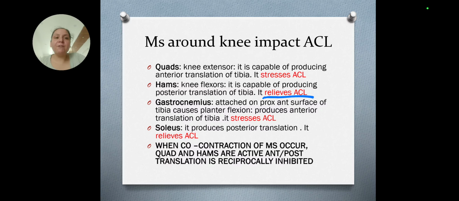So it is a reliever, and it stresses the anterior cruciate ligament. Similarly, gastrocnemius brings about plantar flexion, but it also brings about anterior translation of the tibia. So it stresses the anterior cruciate ligament. Whereas soleus muscle brings about posterior translation of the tibia, and it relieves the anterior cruciate ligament.